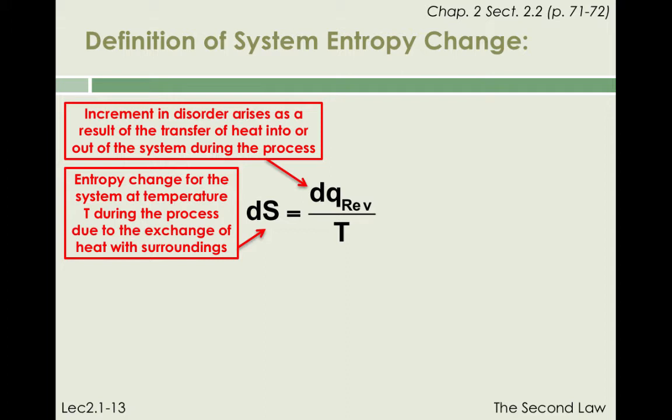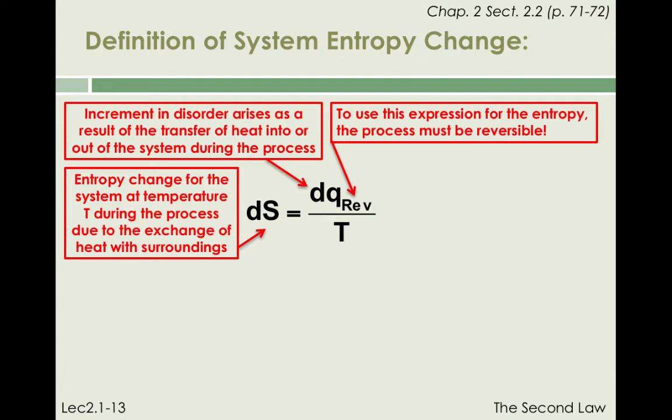A positive value of dS implies that the system entropy increases, which is consistent with a positive heat dq being transferred from the surroundings to the system. Conversely, a negative value of dS implies that the system entropy decreases, which is consistent with heat, negative dq, being transferred from the system to the surroundings. Note also that the definition of entropy implies that dS must be calculated for a reversible path.